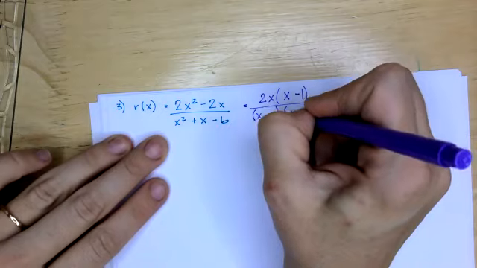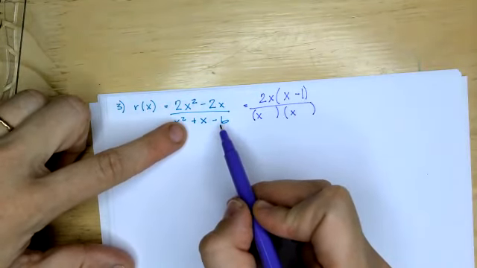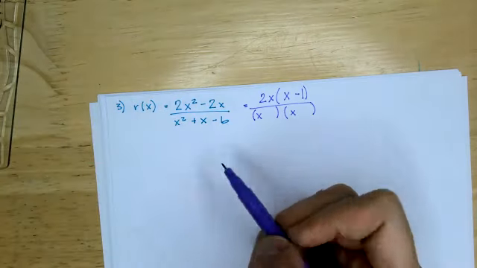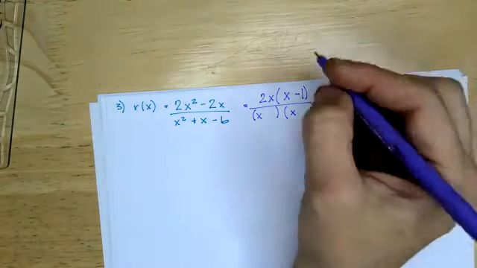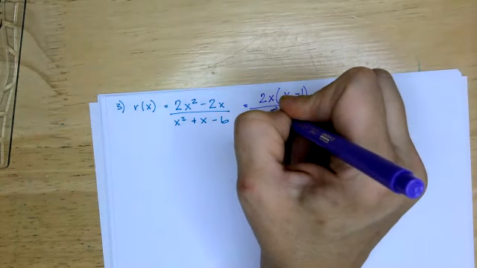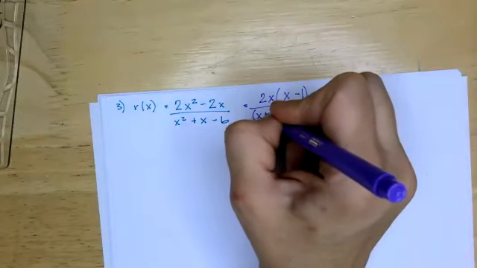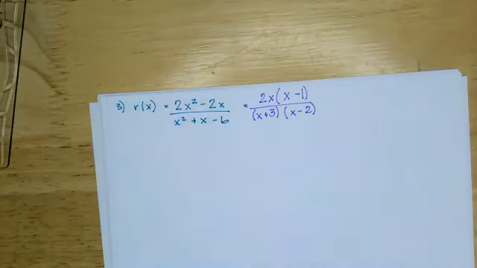You can kind of just play around with it. You want it to multiply to a negative 6 and add to 1, right? Multiply to a negative 6, so that's going to be 3 and 2, right? But it needs to add to a positive 1, so it's going to be a positive 3, negative 2. Good? So that's the factored form.